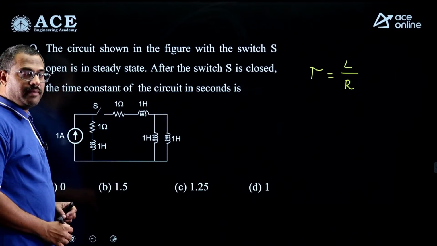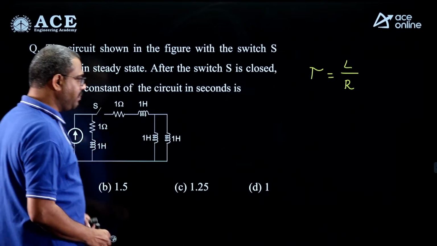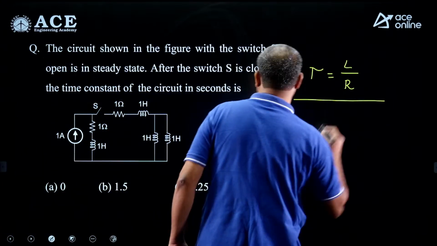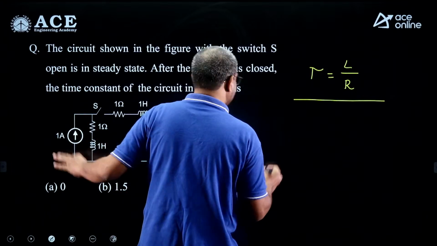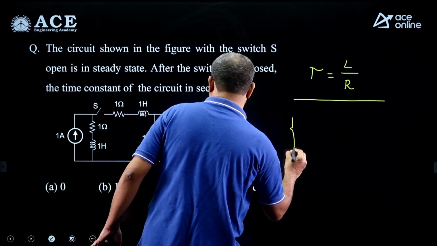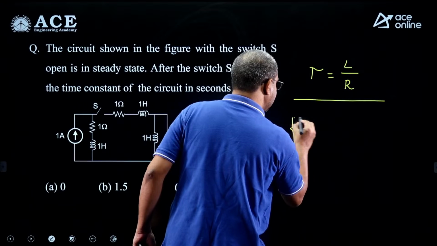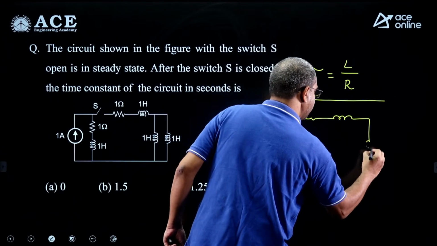Now let us simplify based on the available data. So here let us simplify. So once the switch has closed, now see the data. Ideal current source we open. Ideal current source we open. And these are resistors. And these are however inductors.